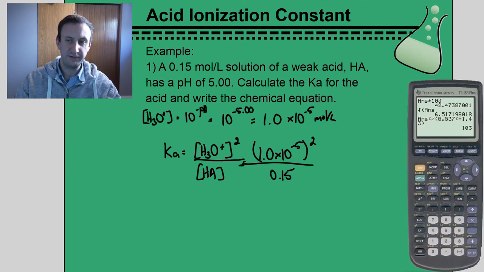So let's plug this in and see how we make out on this. Let's go ahead and put in 1.0 E negative 5. Oh, that's not a negative, that's a minus. That would be a problem. We're going to square that.